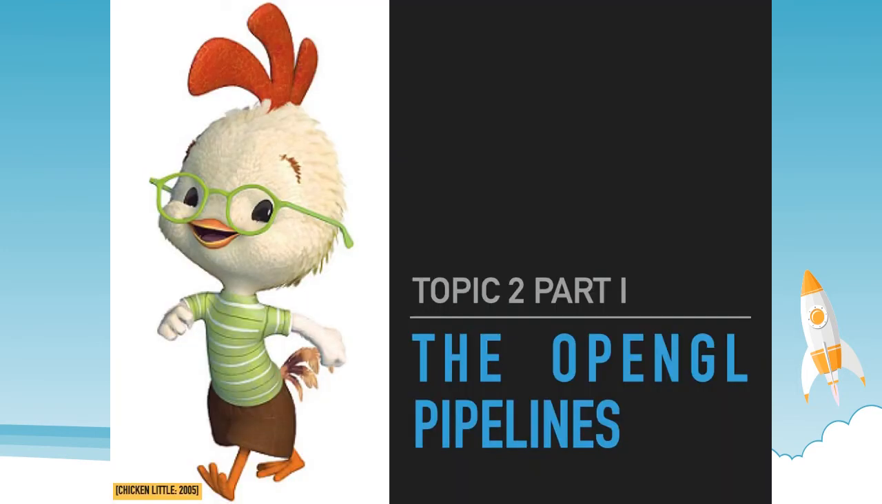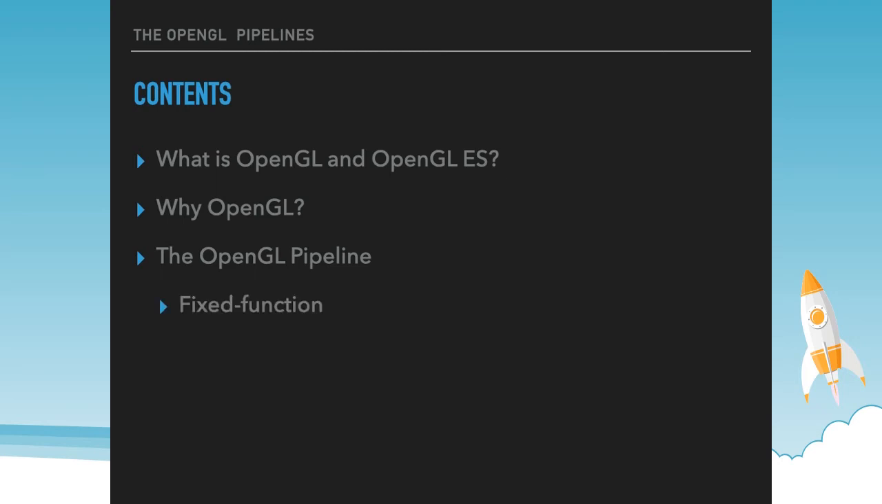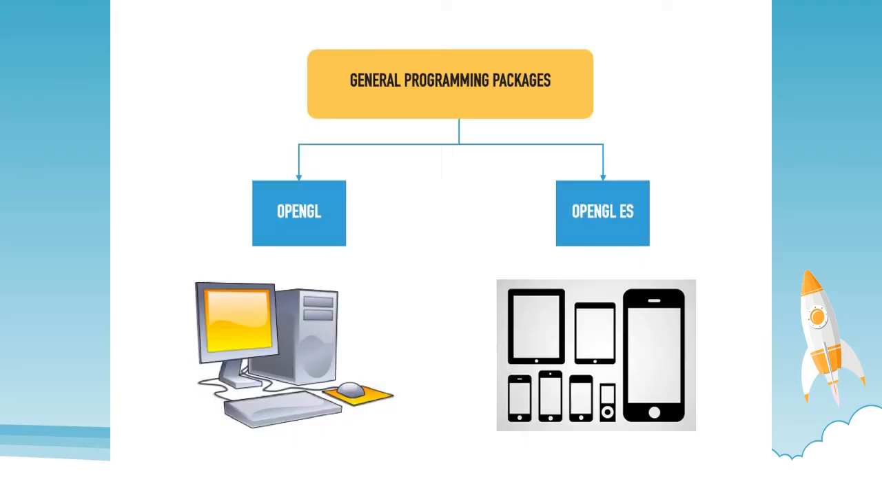Let us begin with topic 2 part 1, which is the OpenGL pipeline. Let's begin with the definition of OpenGL and OpenGL-ES and the reason behind why we are using OpenGL. And then in the lecture, I will discuss with you the steps required to perform the rendering process for the fixed function OpenGL pipeline and the programmable function OpenGL pipeline.